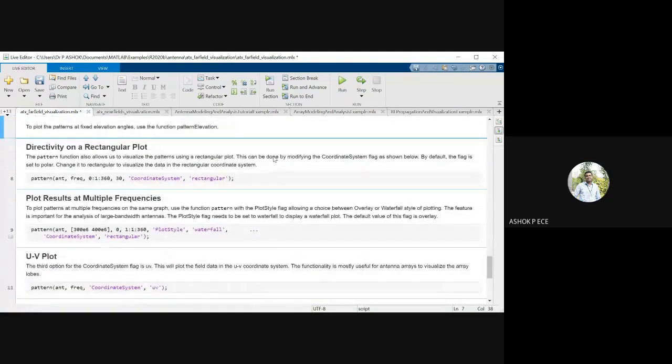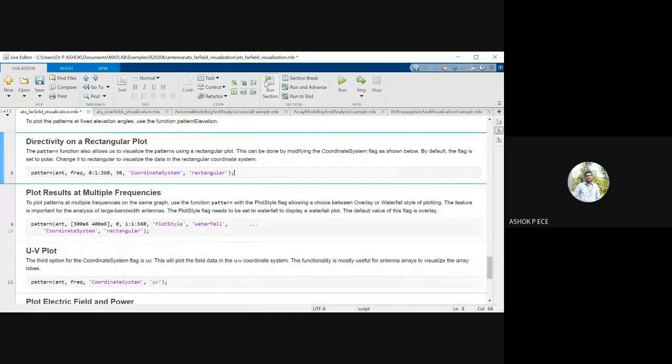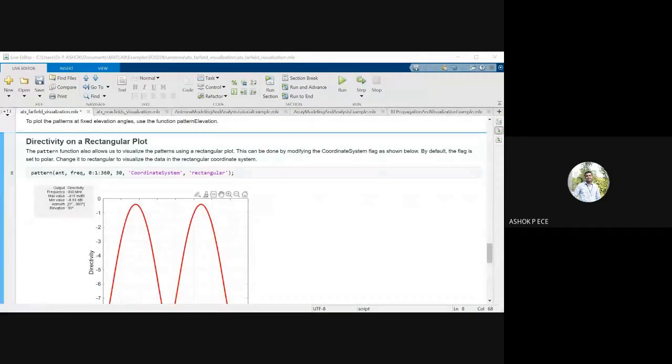Okay. So now I am going to plot the pattern on a rectangular plot. Rectangular plot means I'm going to plot the angle versus directivity. So you have directivity as a periodic structure, right? So you are going to see the angle versus directivity. You can see at what point directivity is maximum.